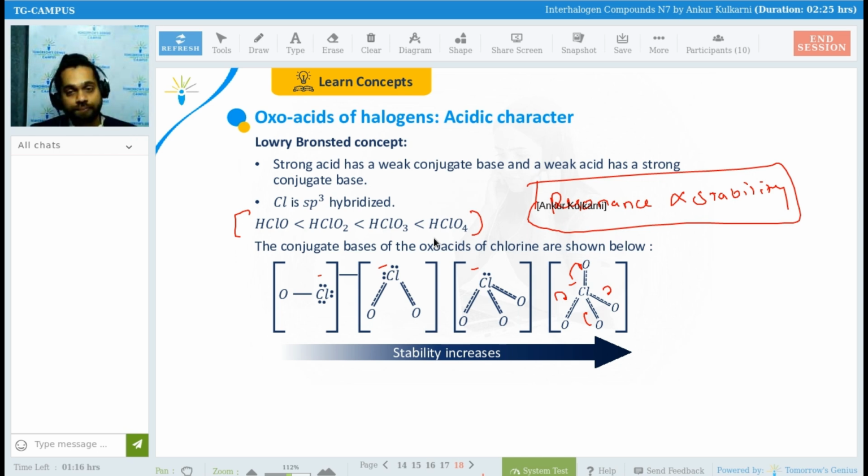Is it clear, everyone? So if I have more oxygen, obviously there will be more resonance. Hence, H plus goes away easily, because H plus knows that if I go away and give a negative charge to chlorine, that will undergo 4 times resonance. So that's why H plus goes away easily. HClO4 is a stronger acid than HClO3, HClO2, and HClO.